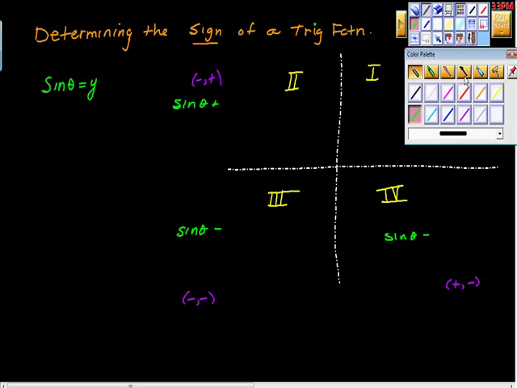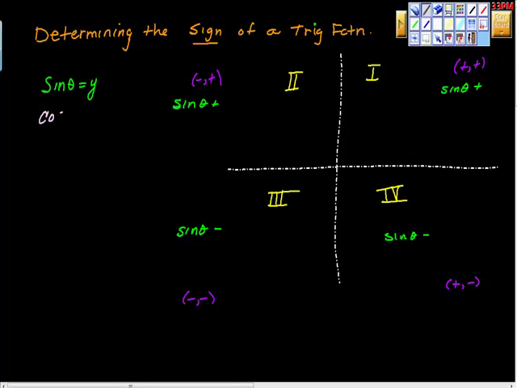I'm going to move on to the next function. We know that cosine of theta is x, isn't it? So where x is positive, so is cosine of theta. Here x is positive in this quadrant, so is cosine theta. X is positive here, so is cosine theta, because cosine theta is x. Here the x values are negative, and therefore cosine of theta, because it's x, is negative here. And for the same reason, it's negative here. Okay, hopefully we're doing okay.